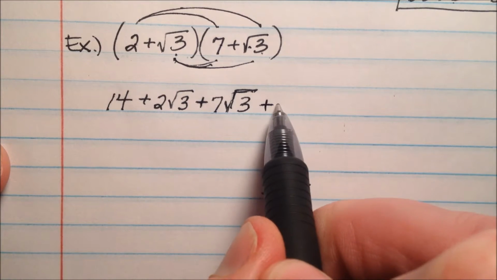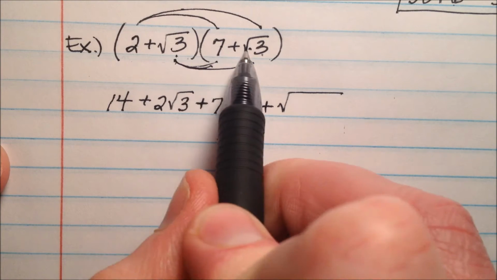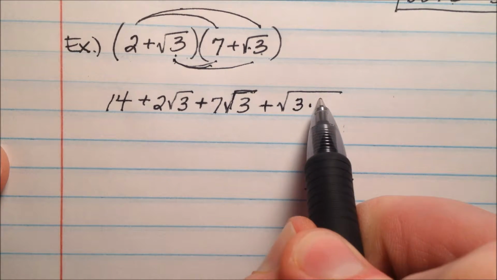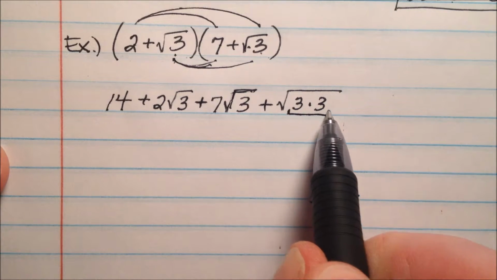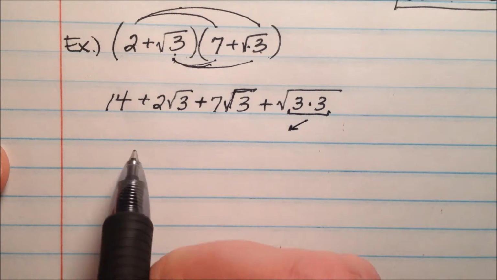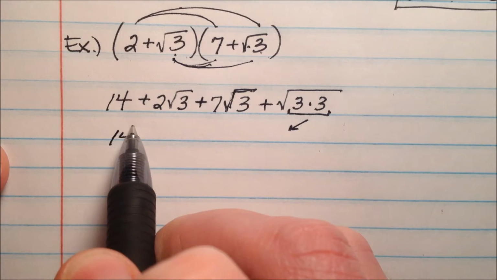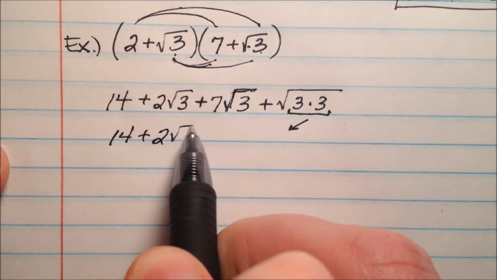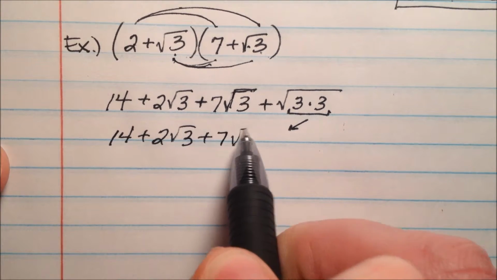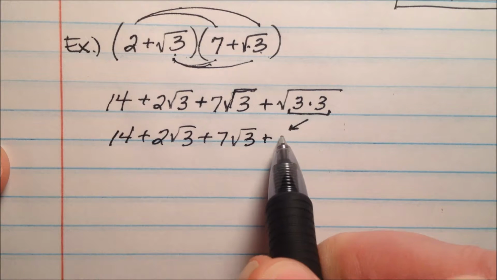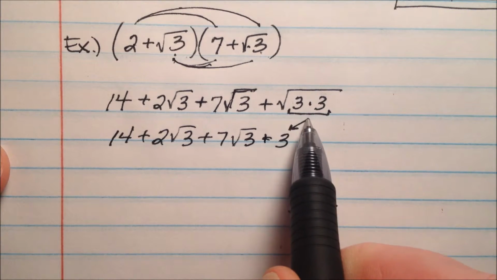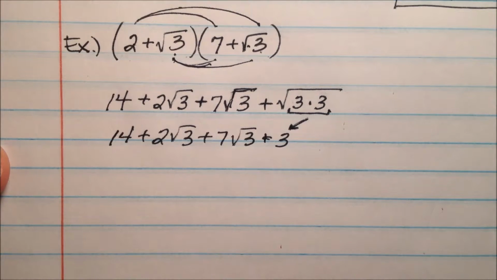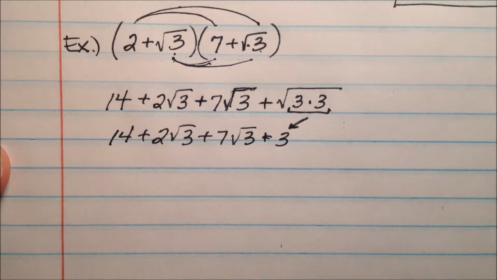I'm going to write it this way, because when you multiply these two radicals, it's going to be 3 times 3 on the inside. And then for this time, we see that we have a pair of 3's, so it'll come out. So really, it's going to be 14 plus 2 radical 3 plus 7 radical 3 plus 3. Because the square root of this, 3 times 3, the 3's pair up and just make a real 3. And there's nothing left on the inside, so the radical goes away.